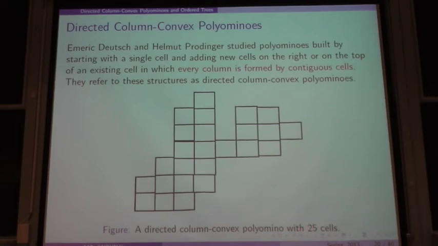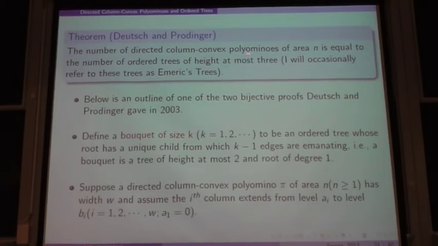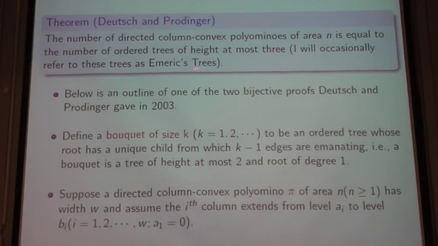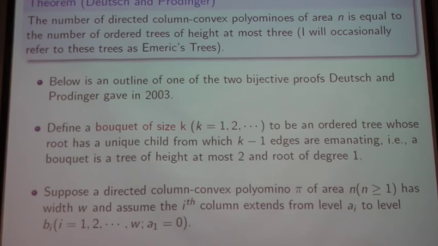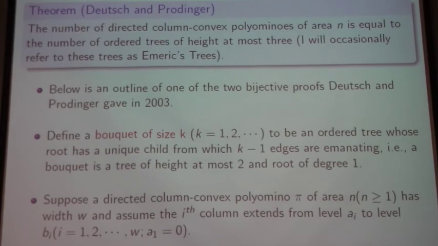Okay? So here is the theorem. The number of directed column convex polyominoes of area n, by area I mean number of cells, is equal to the number of ordered trees of height at most 3. Now we are considering a different set of ordered trees. This time around, we are looking at ordered trees that end at height at most 3. I may refer to these as Emeric's trees sometimes. Here is an outline of one of the two bijective proofs that these guys gave of this particular theorem, the fact that these two are the same.